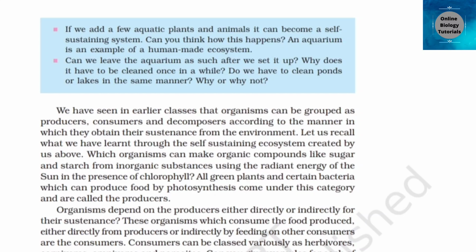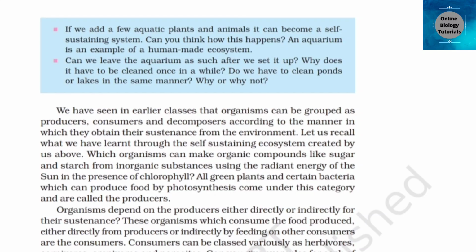Let us recall what we have learnt through the self-sustaining ecosystem created by us above. Which organisms can make organic compounds like sugar and starch from inorganic substances using the radiant energy of the sun in the presence of chlorophyll? All green plants and certain bacteria which can produce food by photosynthesis come under this category and are called the producers.